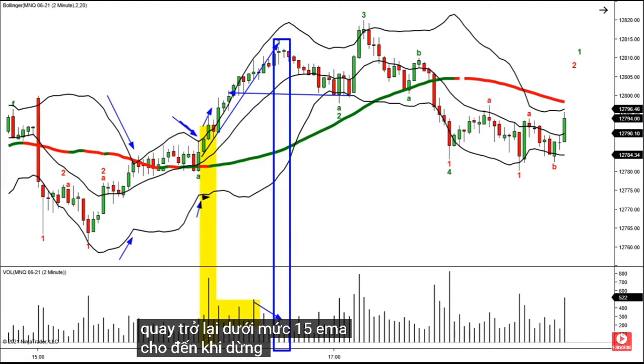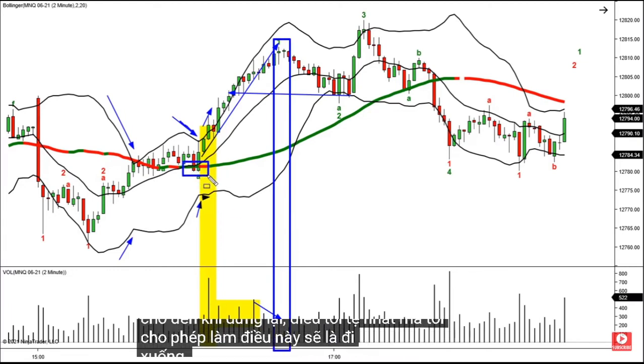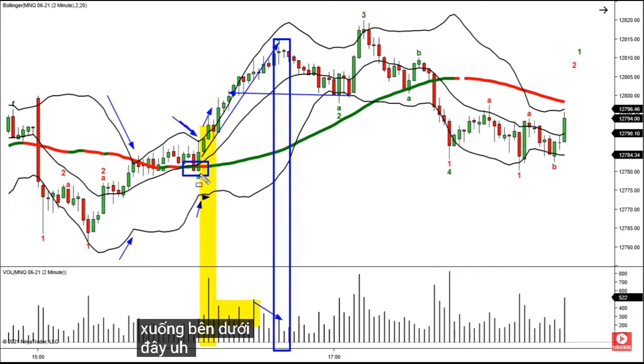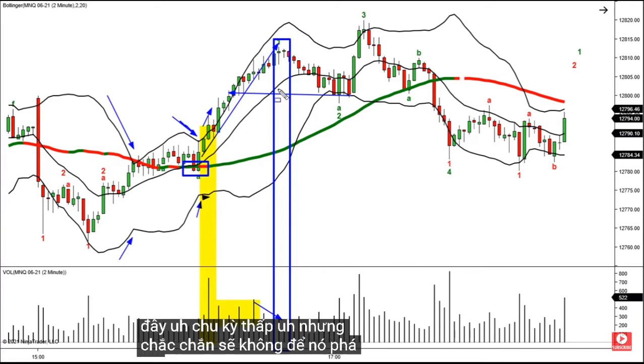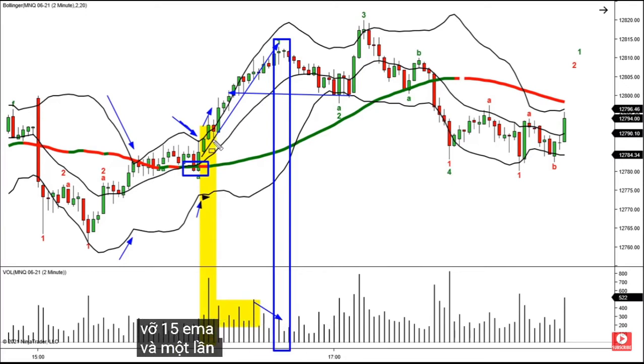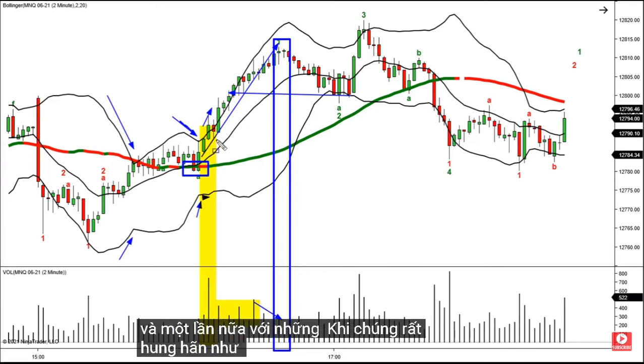So as far as stops go, the very worst I would allow this to do would be to go down below here, this cycle low. But definitely not going to let it break the 15 EMA.